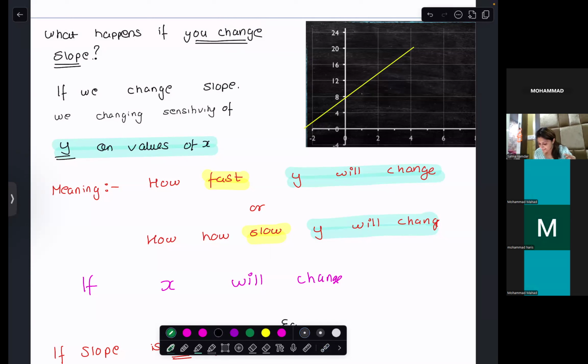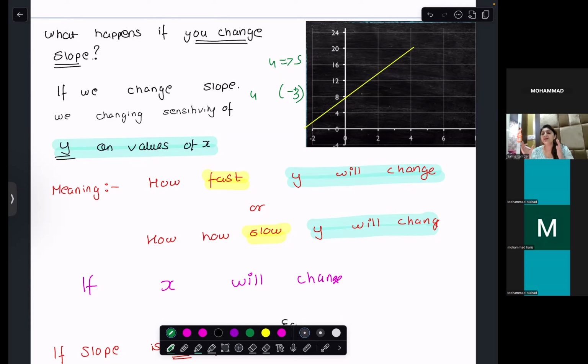If I change my slope, say my initial slope was 4. If I change it to 5, that means y will change 5 times instead of 4 times. So y will change faster. If I change my slope from plus 4 to minus 3, that means y is going to change slower. So if I am changing the slope, I'm changing the sensitivity of the change. And we always find y on x. How will y respond due to the change in x?